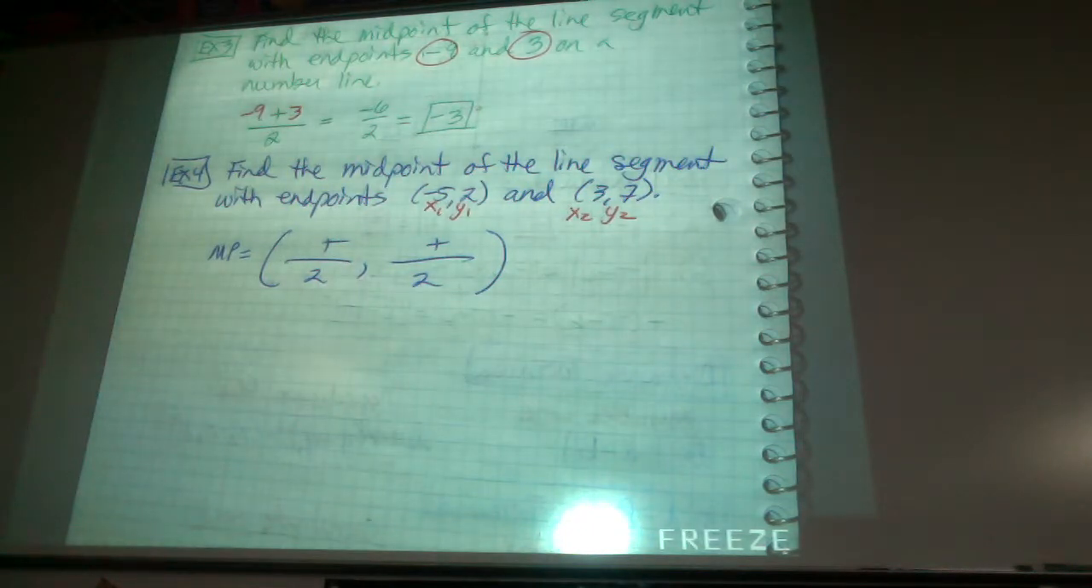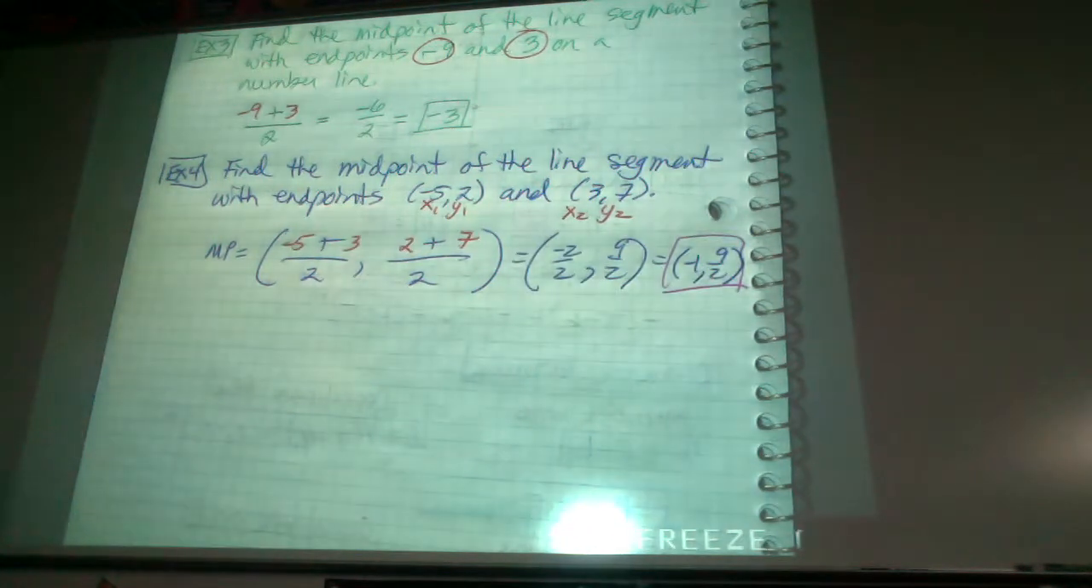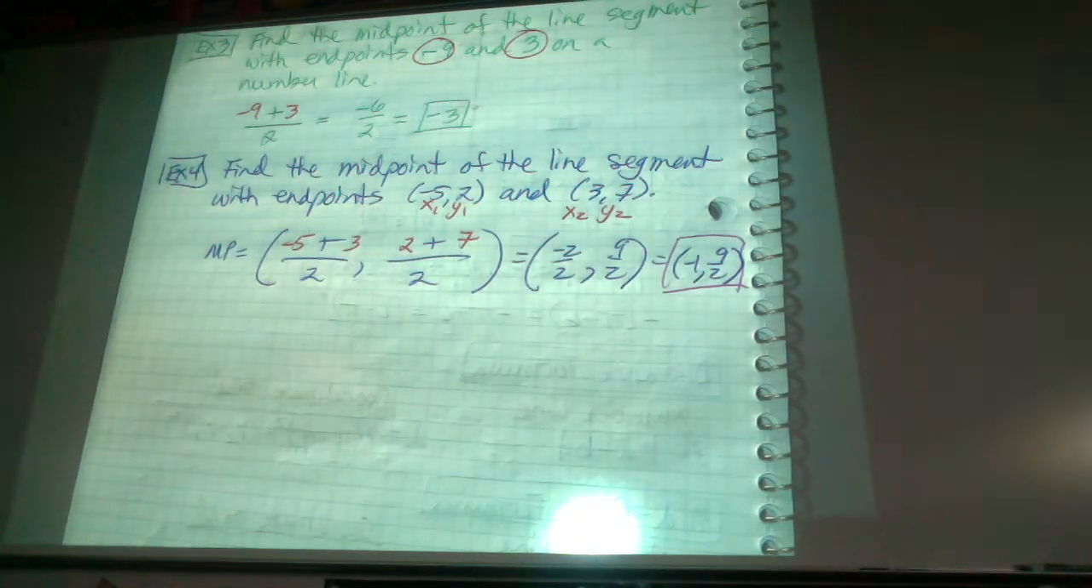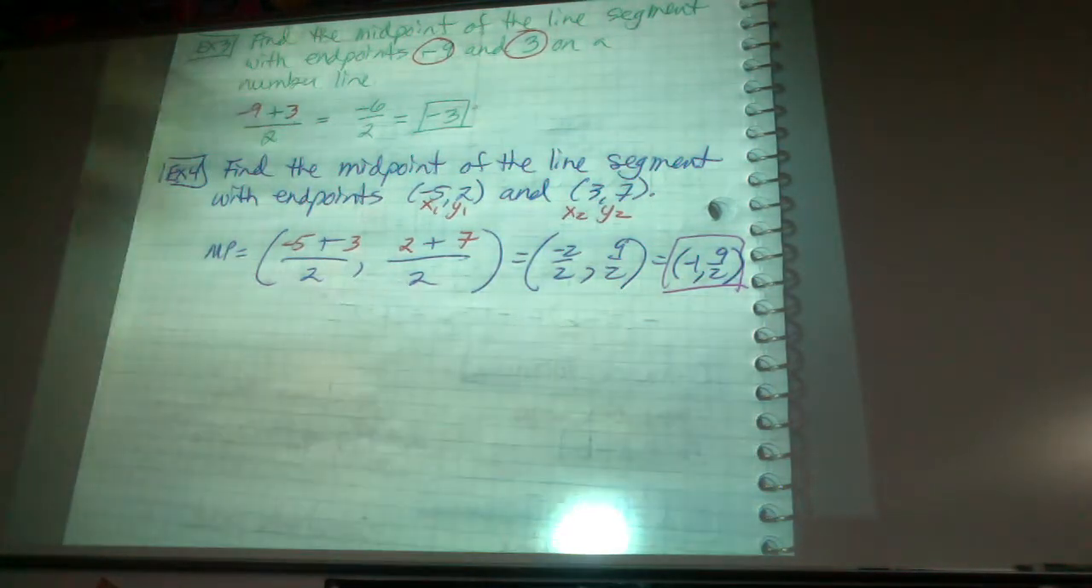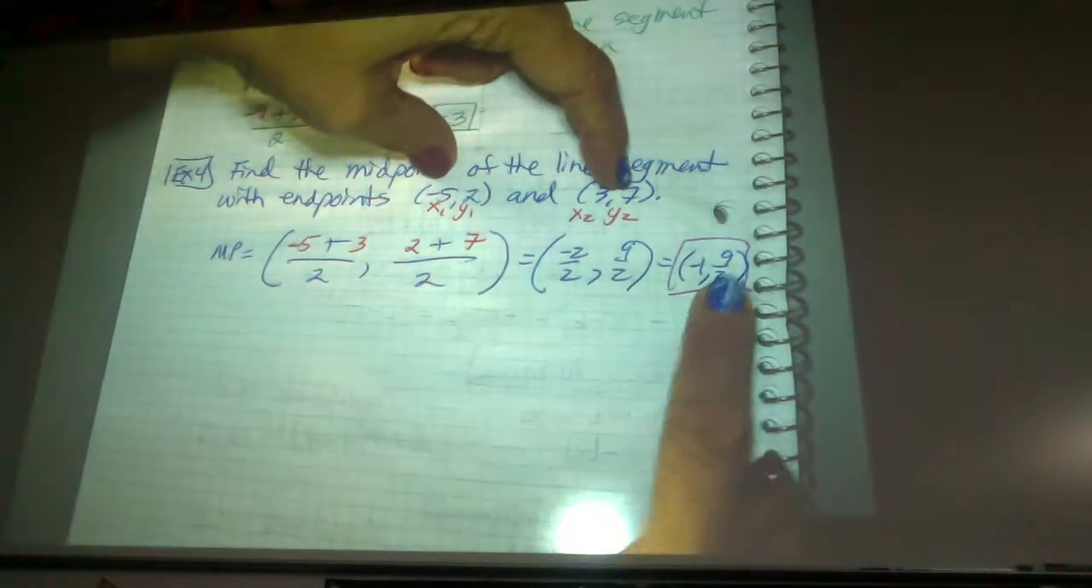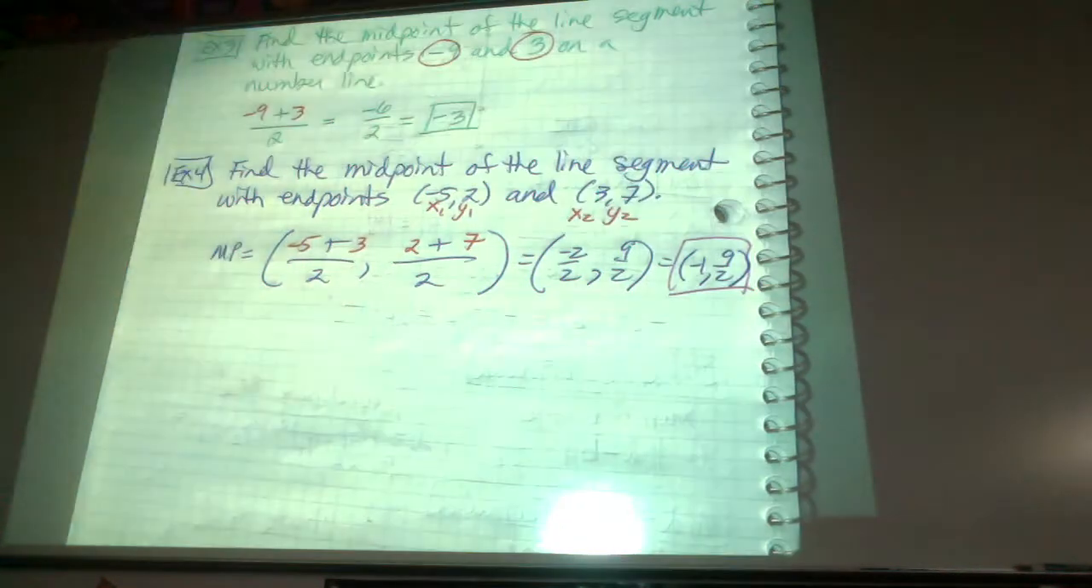What'd you get? X value. What is it? -1. What's the y value? Yeah, don't go decimal. You both like decimal. 4.5 or 9/2. 4.5 is reasonable for plotting a point. And then you could plot those points in the coordinate grid. That point should be directly in between them if you wanted to check it.